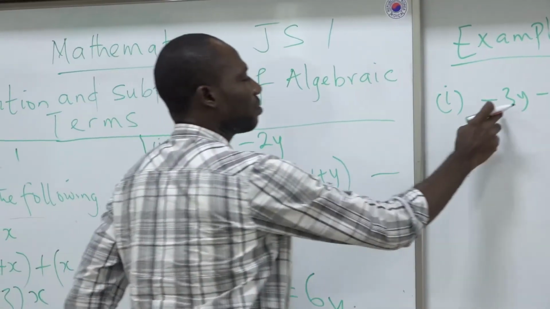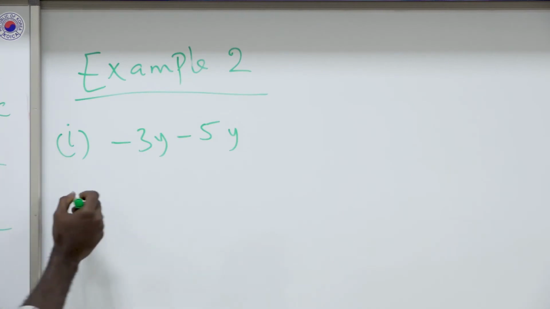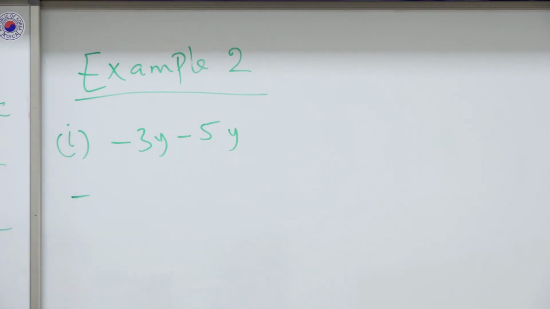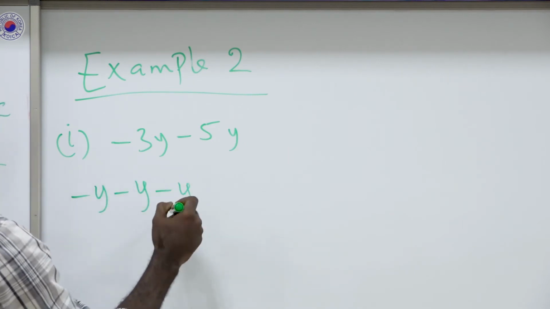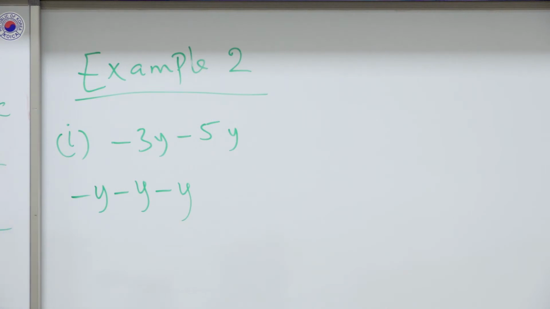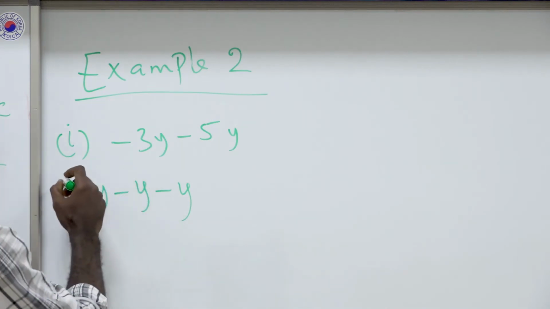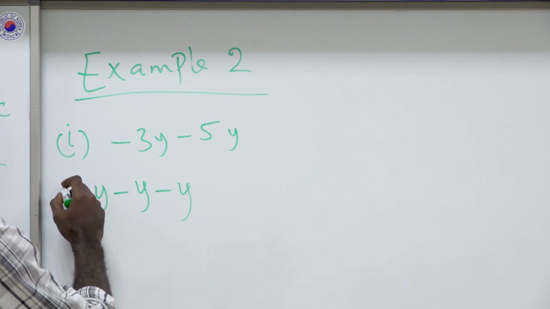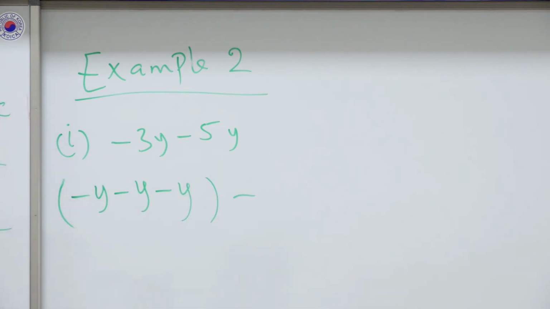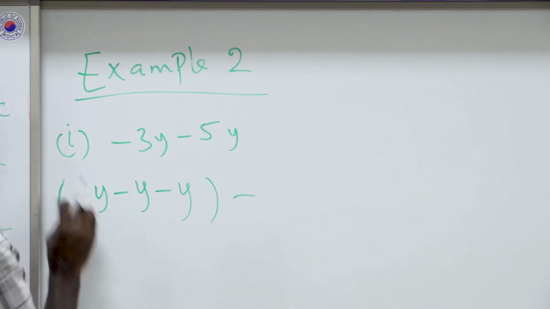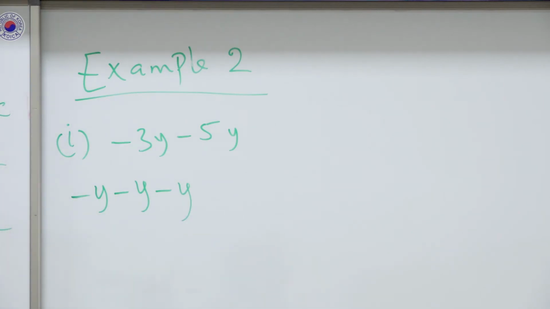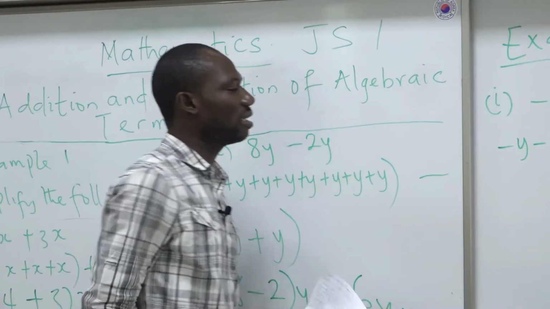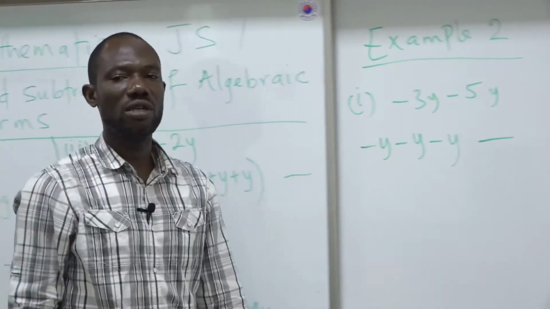We have 3y here. So we have minus y minus y minus y. And this will give us minus. Even if we decide not to put our bracket, we may decide not to put bracket all the time. This minus sign we have here, we can still bring it out here and continue in that manner.